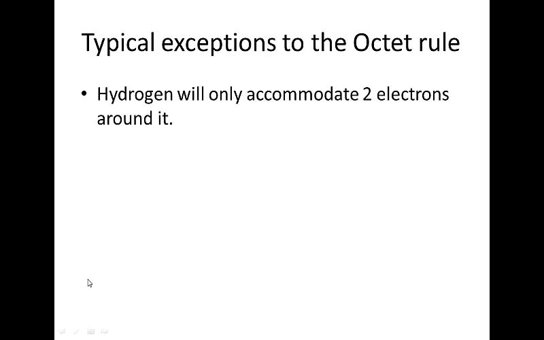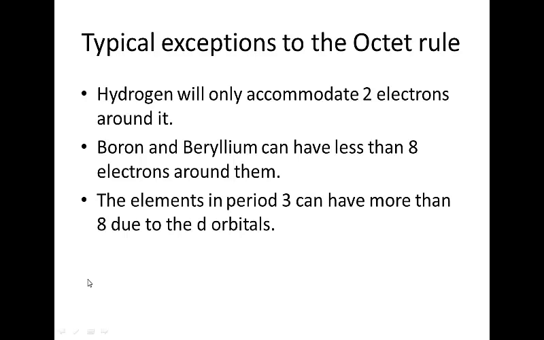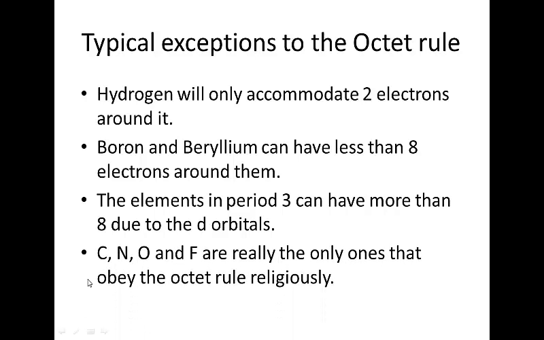All your exceptions are really centered around the central atom. Boron and beryllium can have less than 8. They can't have more than 8. They can have 6, 4. The elements in period 3 can have more than 8 due to the d orbitals. You never go beyond 12. C, N, O, and F are really the only ones that obey the octet rule religiously. Carbon, typically 4 bonds. Nitrogen, 3 bonds, a lone pair. Oxygen, 2 bonds, 2 lone pairs. Fluorine, 1 bond, 3 lone pairs.